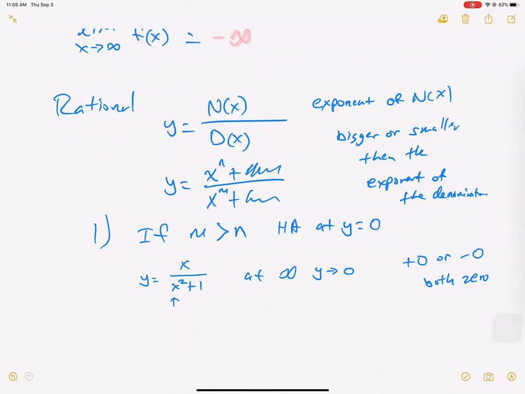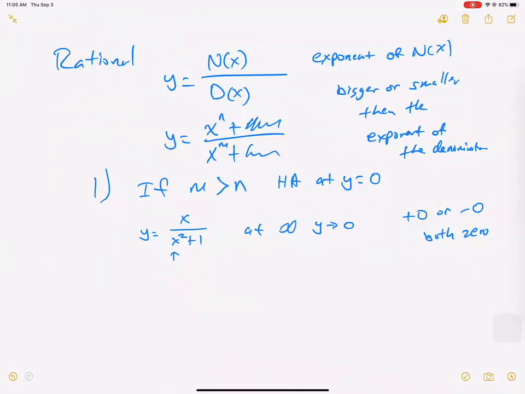If the denominator has a bigger exponent, our end behavior as x goes to infinity is going to be 0, whether we go to negative infinity or positive infinity. You're going to say this also at negative infinity, y is also going to 0. Mr. Ko, it's negative 0. Nah, that's 0.